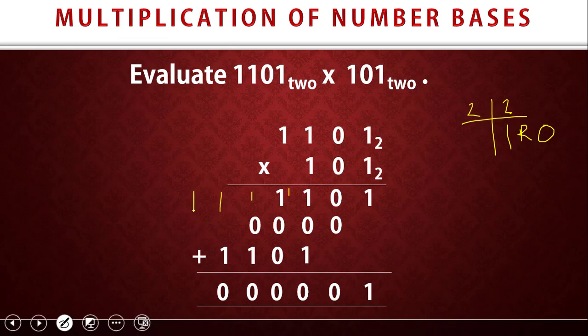So if you look at it now, we don't have any other thing to add now, so all we need to do is to write down this 1 as the last one. So that means for this multiplication our final answer is 1000001.